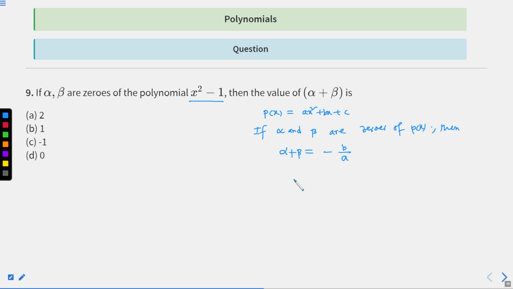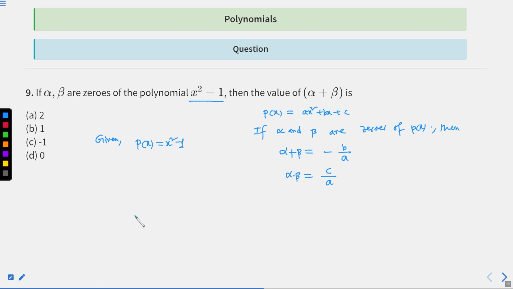Okay, and the product of its zeros, alpha times beta, is equal to c upon a, that is the constant term of the quadratic polynomial divided by the coefficient of x squared. Okay, so in this question, the quadratic polynomial p of x is x squared minus 1.